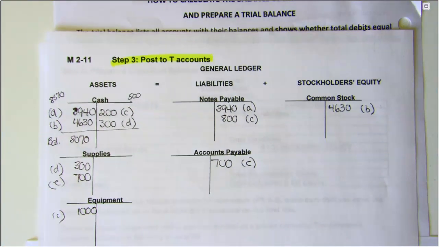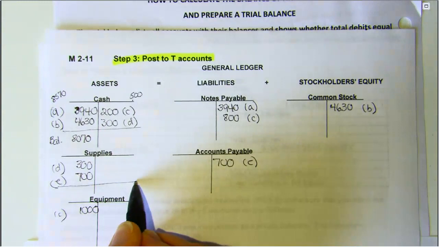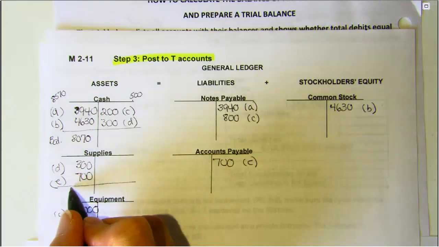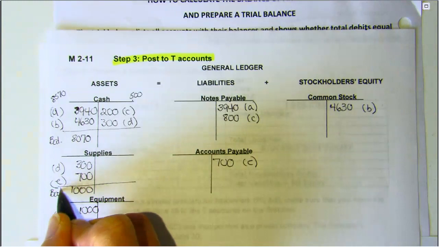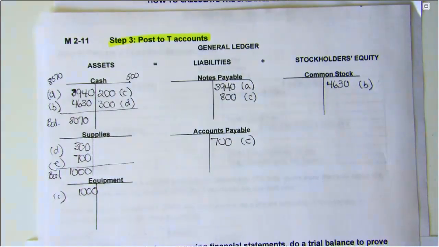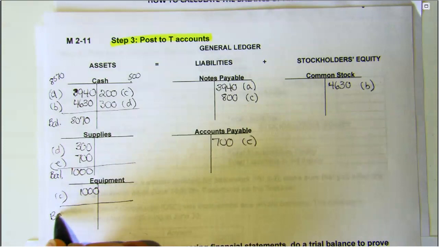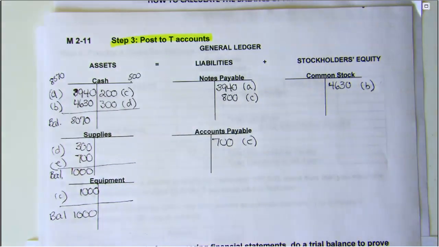Now let's take a look at supplies. We add down the debits. 300 plus 700 is 1,000. And there are no credits to subtract, so this becomes a debit balance of 1,000. For our equipment account, we only have one amount, so that is its balance. Now let's look at notes payable.